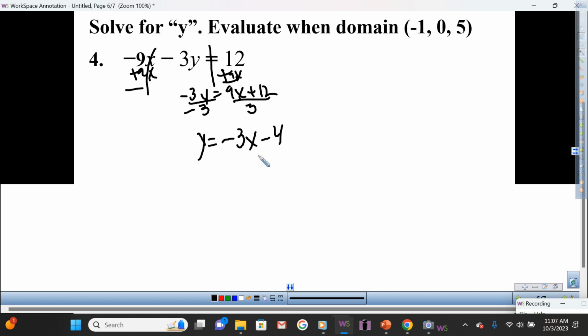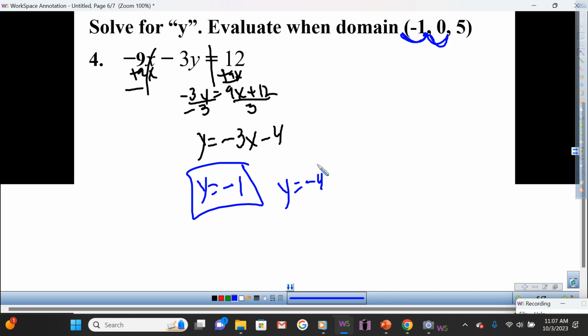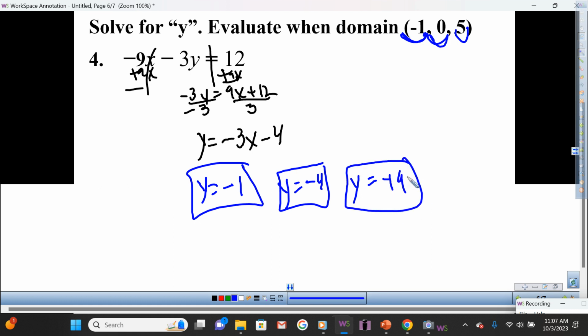Okay, so with that said, evaluating each one of these, I'm going to do it in my noodle. Ready? First x value is what? Negative 1. So let's see. What is negative 1 times negative 3? Minus 4. Next. Negative 3 times 0. 0. Minus 4. Negative 4. And the last one. Negative 3 times 5. Negative 15 minus 4. All right.